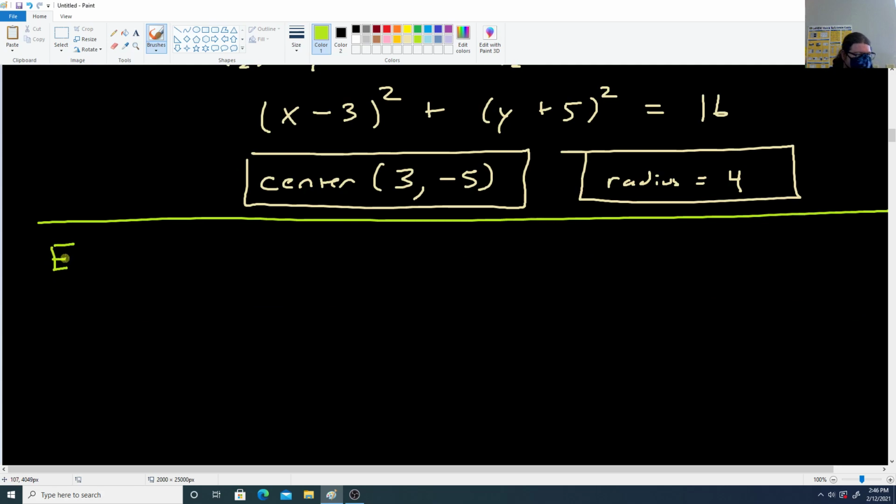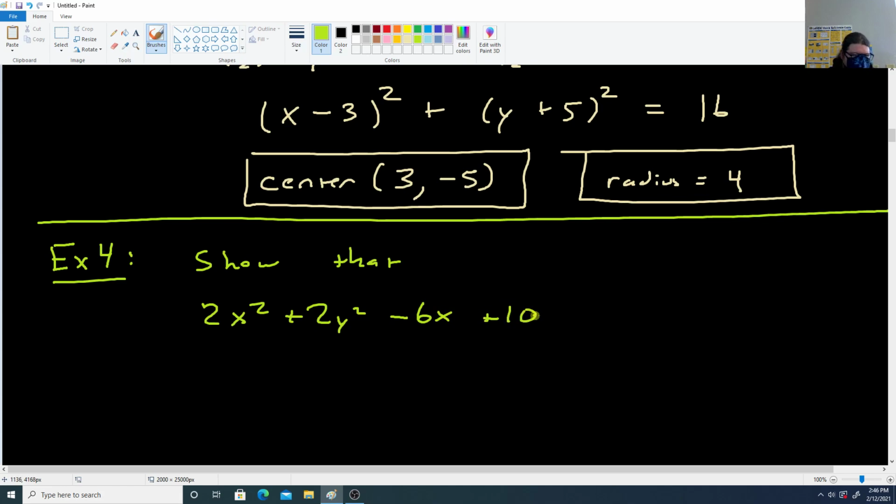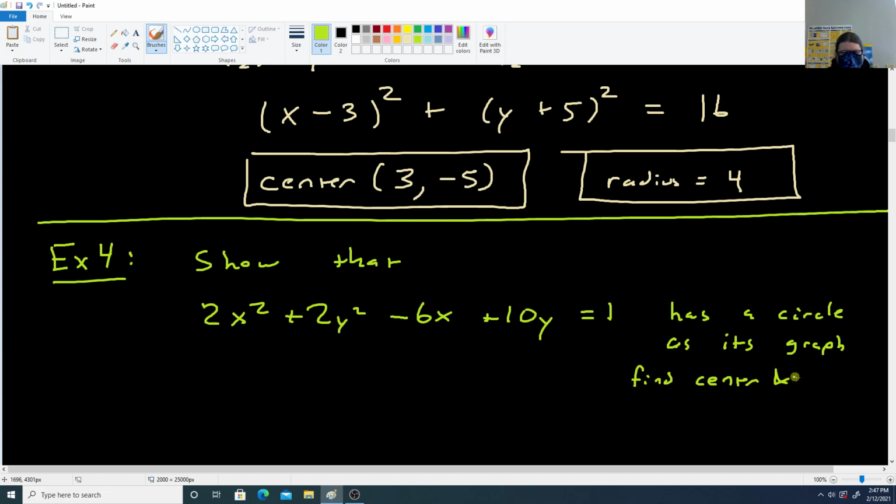So for this final example from the textbook, this is example 4 from the book. They want us to show that the equation 2x squared plus 2y squared minus 6x plus 10y equals 1 has a circle as its graph. And then they want us to find center and radius.